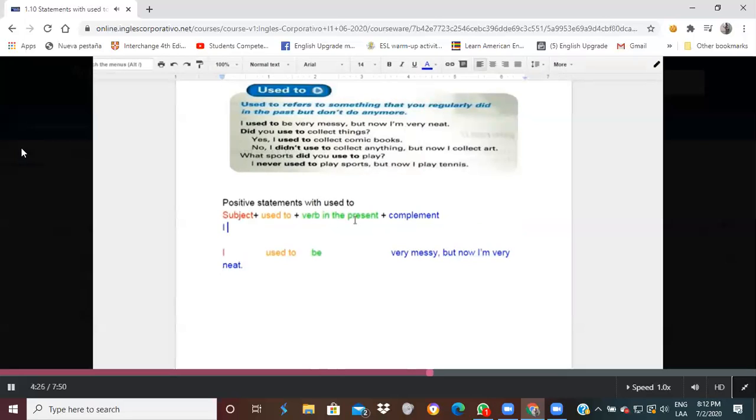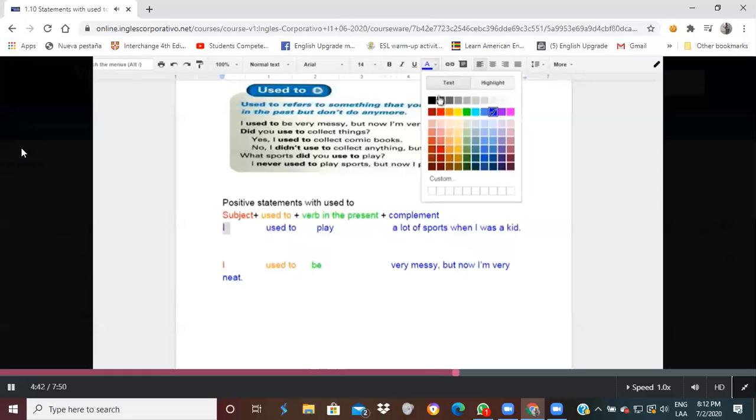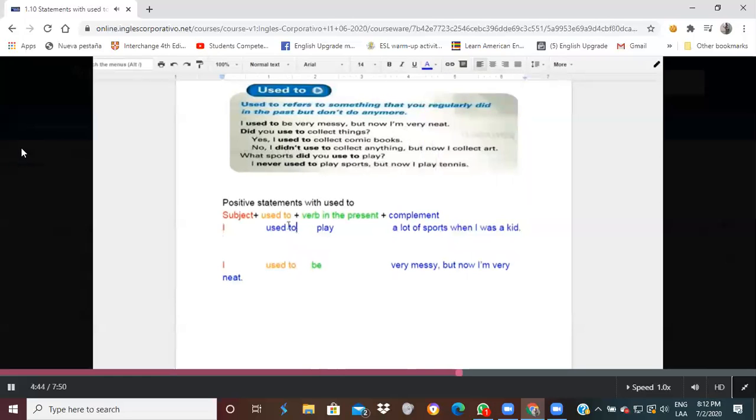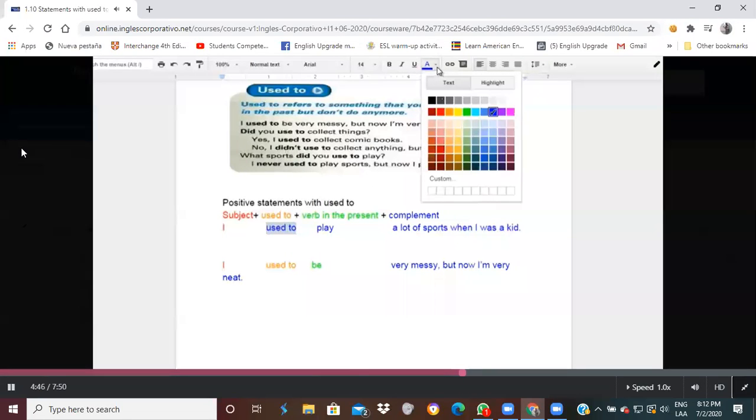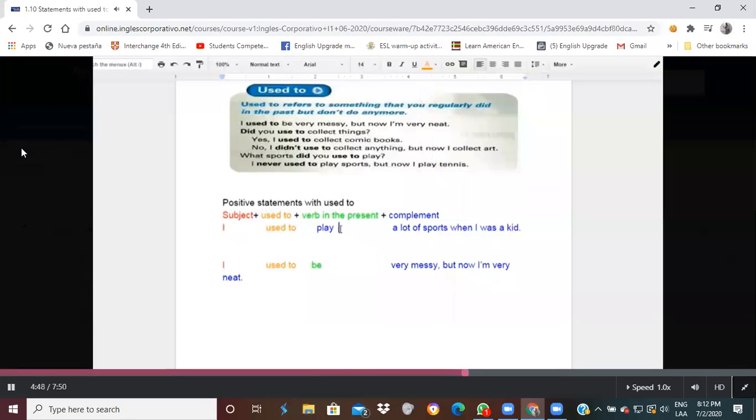So I'm going to mention some of my own. So I used to, and I'm going to say I used to play a lot of sports when I was a kid. And well, we follow the structure. We have a subject, then this follows used to, then we have the verb in the present tense, and then we have some sort of complement at the end.